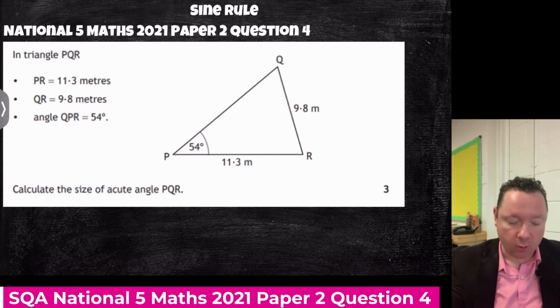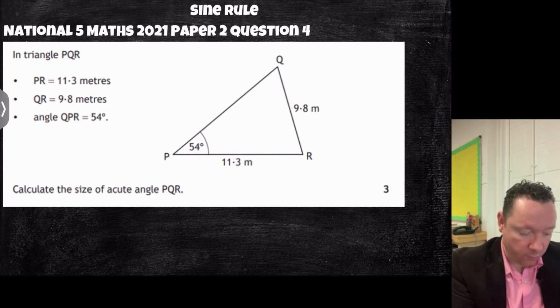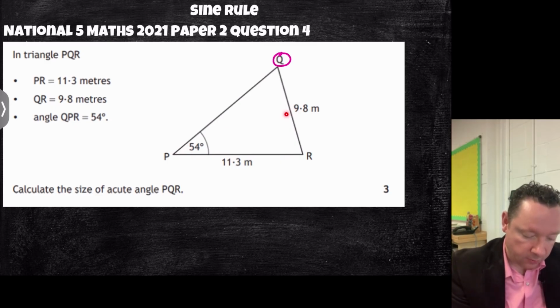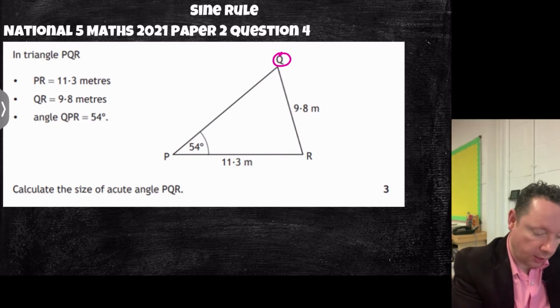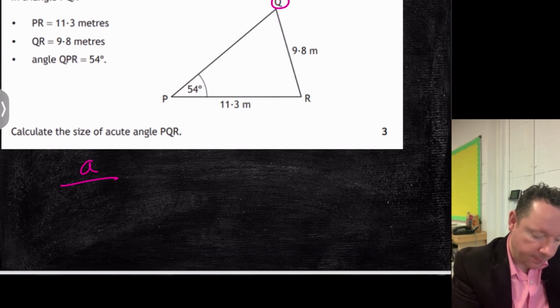SQA National 5 Maths 2021 Paper 2 Question 4 on the sine rule. Triangle PQR, it says PR is 11.3, QR is 9.8 and the angle QPR is 54. Calculate the acute angle PQR, which is up here. So it's angle Q we want. So we know it's the sine rule because we've got angle, side pair and then angle, side pair. So we can use the sine rule, just copying it from the start of the exam paper: A over sine A equals B over sine B equals C over sine C.